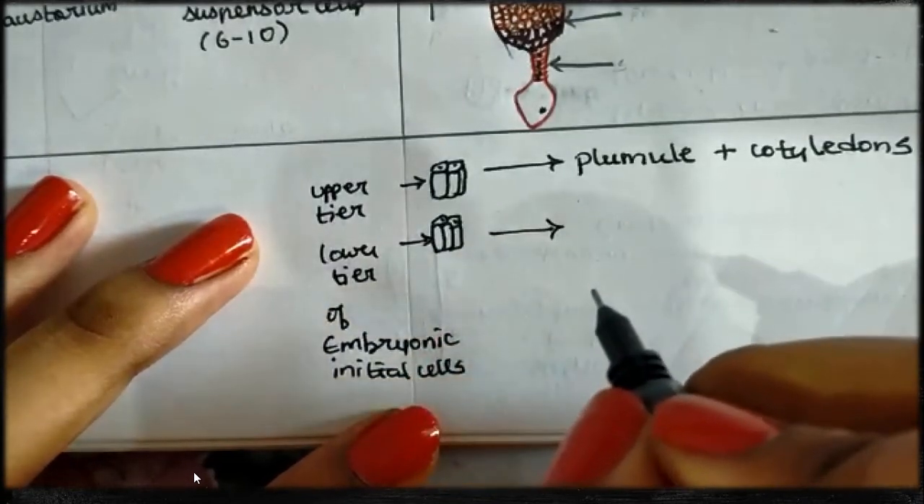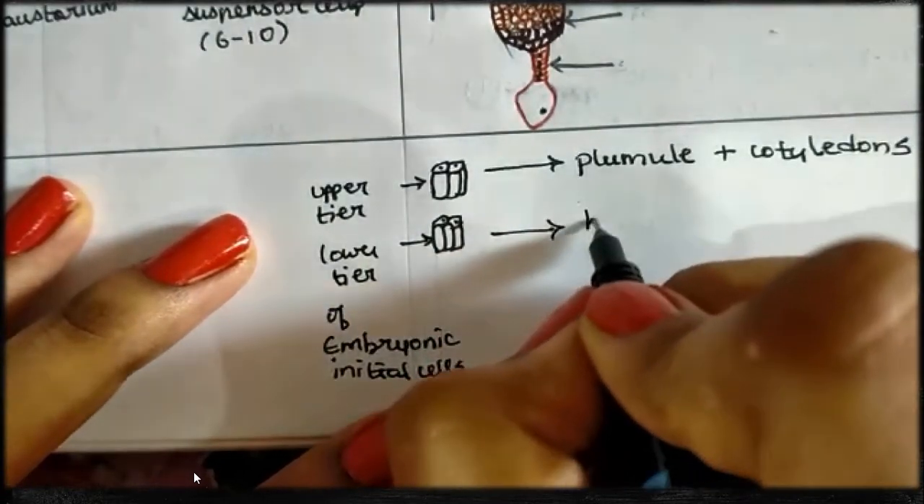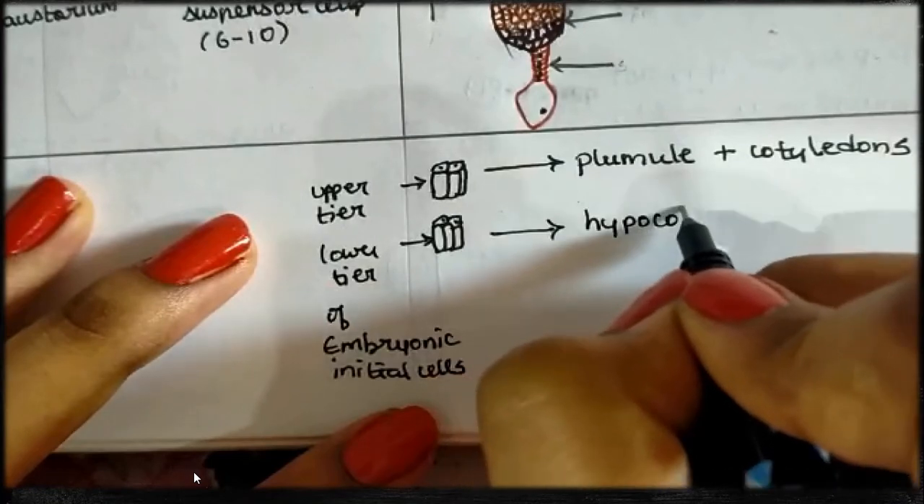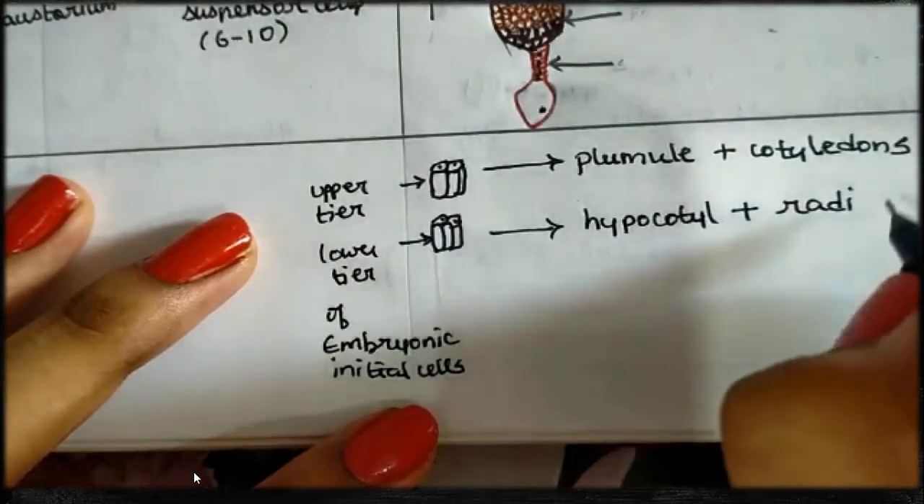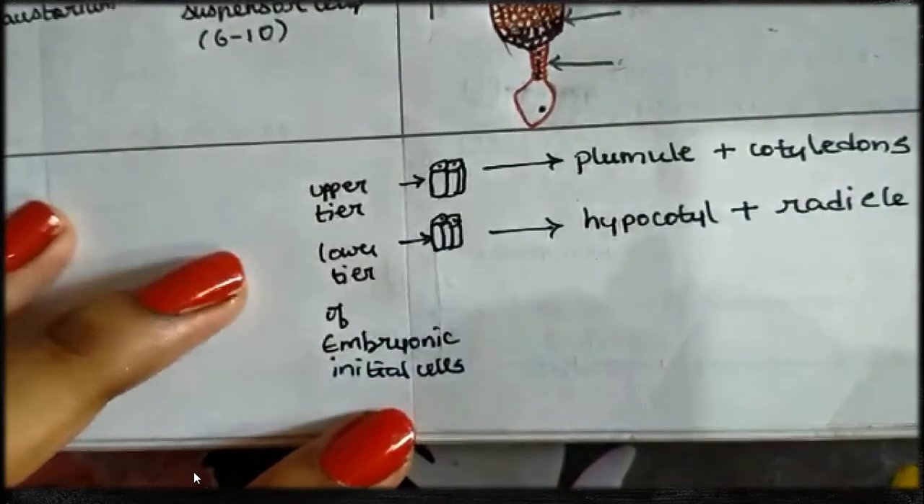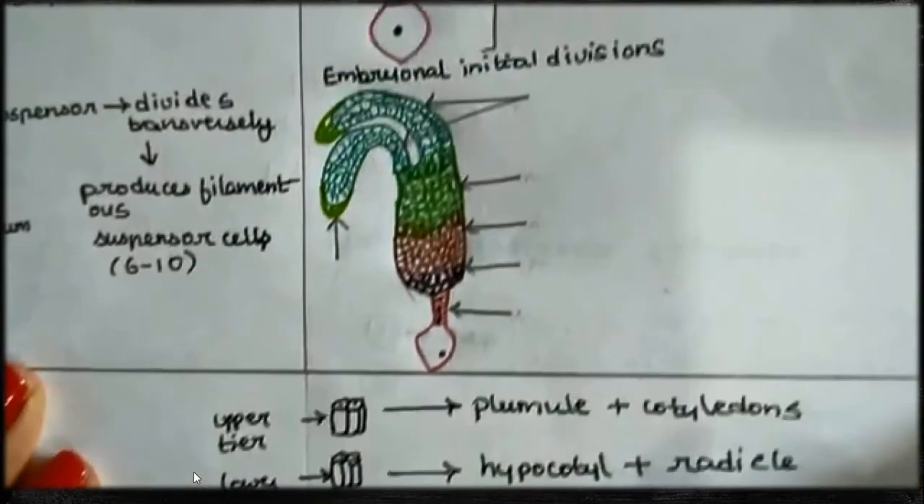When they give rise to plumule and cotyledons, it depends if it is a monocot plant or a dicot plant. If it is a monocot, it will only give rise to one cotyledon, which in this case is known as a scutellum. Whereas 2 cotyledons is the case in dicots.